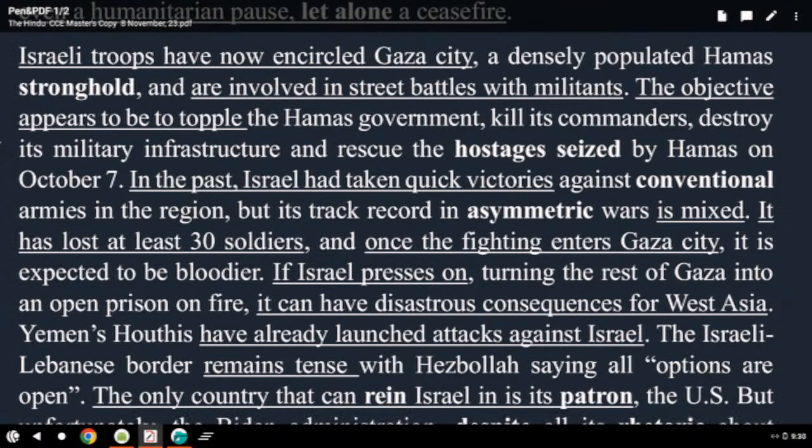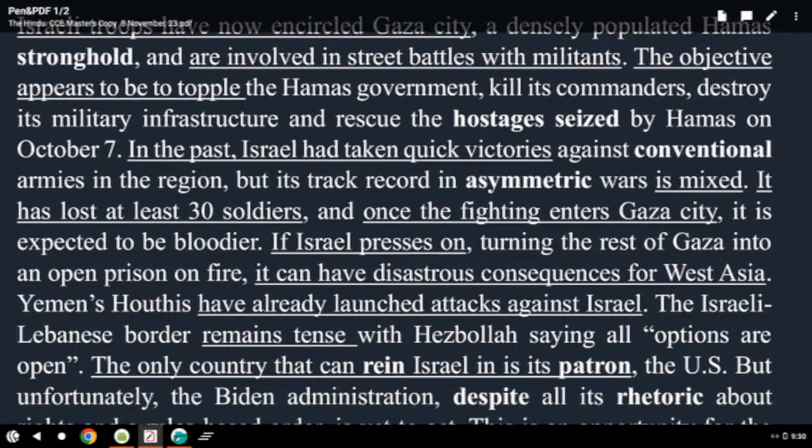Israeli troops have now encircled Gaza city. Again, present perfect active voice. Encircled. What do you understand? Surrounded. Gaza city, a densely populated Hamas stronghold, means they have a grip over that particular area, and are involved in street battles with militants. Once they enter their area, obviously, it results in street battles, fighting.